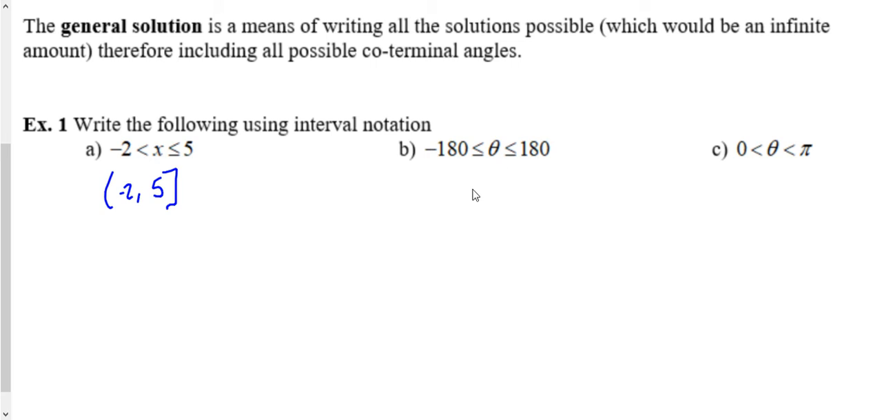Over here we have [-180 degrees, 180 degrees], square bracket again, because on both we have an equal sign, so we're going to include both. Over here we have from 0 to pi, rounded brackets on both because there's no equal sign under either of them.